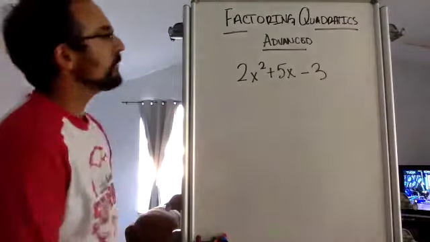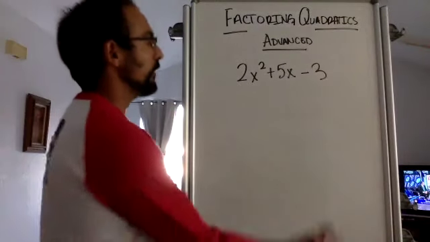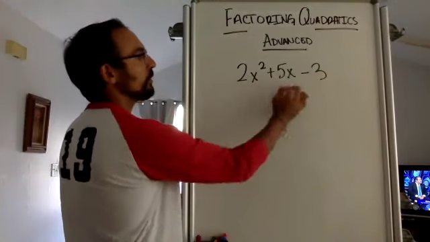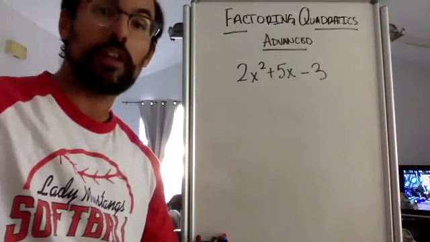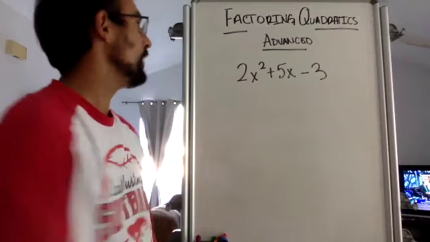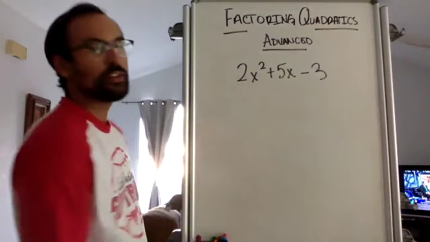All right, so we got this quadratic expression. It's a trinomial because it has 3 terms. So it's 2x squared plus 5x minus 3. So remember I told you it's a little bit different, a little bit more complex, a little harder when you have a coefficient that's not 1, a lead coefficient that's not 1.